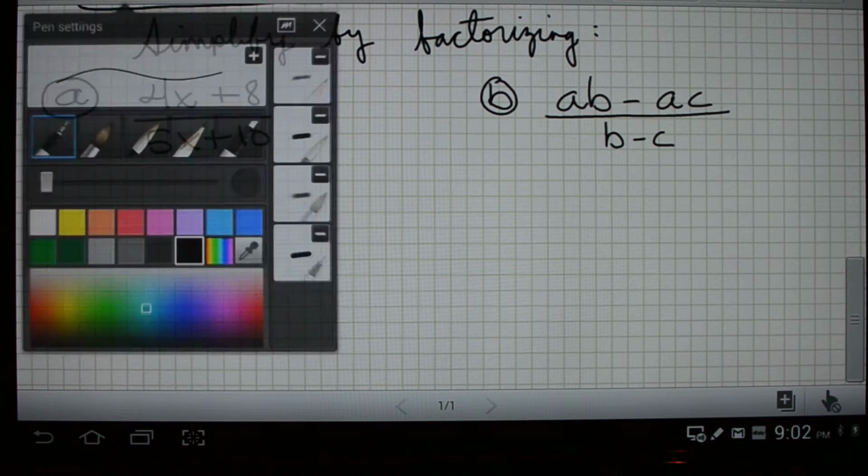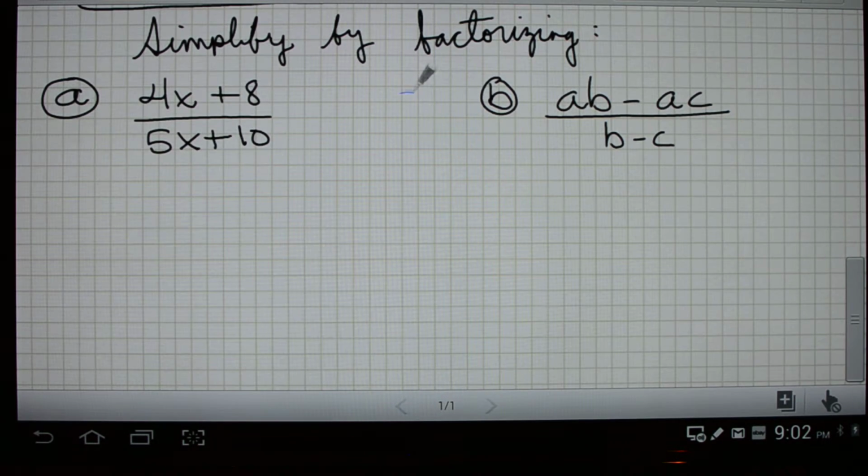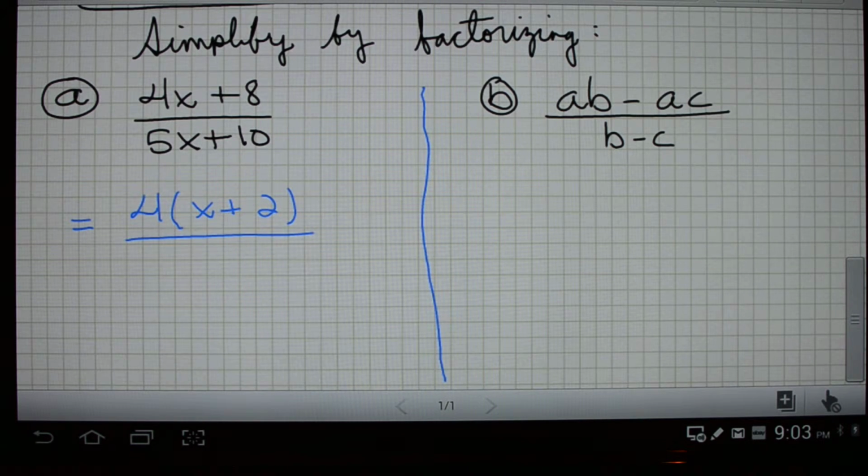This is about as basic as it gets as far as simplifying algebraic fractions. What you're going to do is factorize the top and factorize the bottom, if possible. It's not always possible to factorize both, and it's not always necessary to factor both as well, as you'll see with part B. On the top, we're going to factor off a 4, and on the bottom, we're going to factor off a 5.